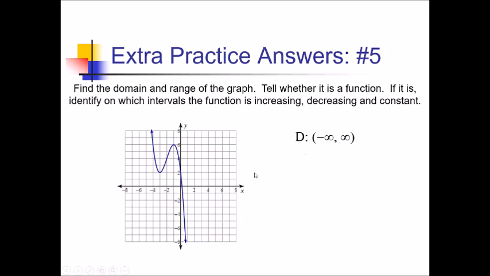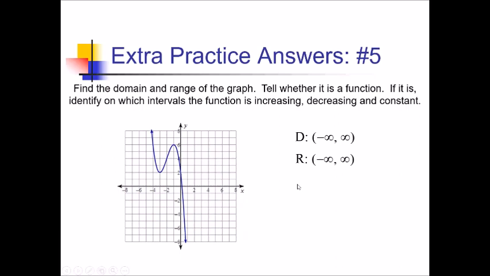Now for the range, for the y values, we're going from lowest to highest. So we're going down forever over here. Up here we're going up forever, and there's no breaks in between. So our range is going to be from negative infinity to positive infinity as well. And this is, again, y values we're talking about. Still using parentheses, though, because you can't actually equal infinity.